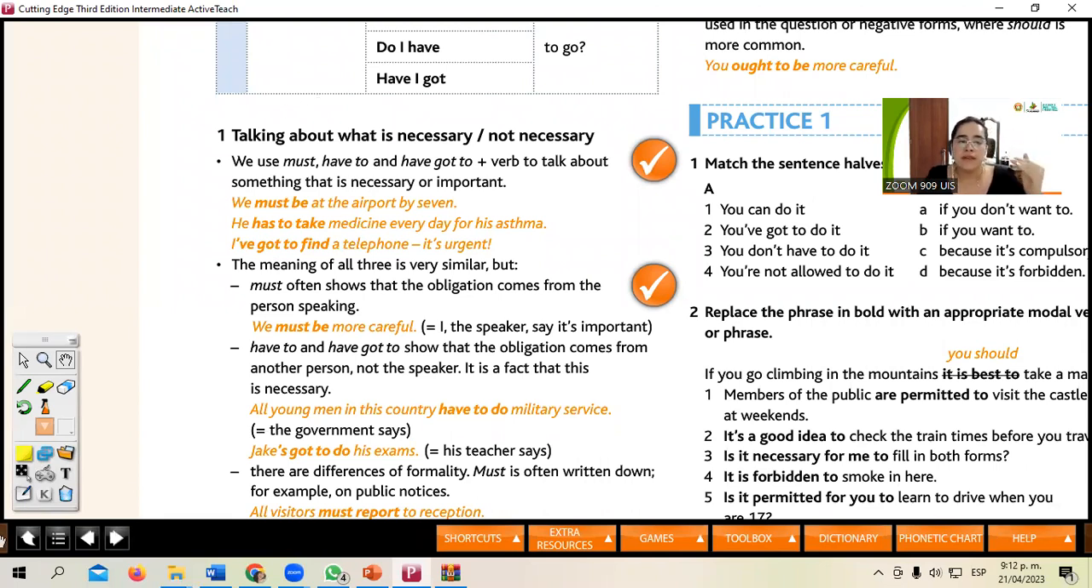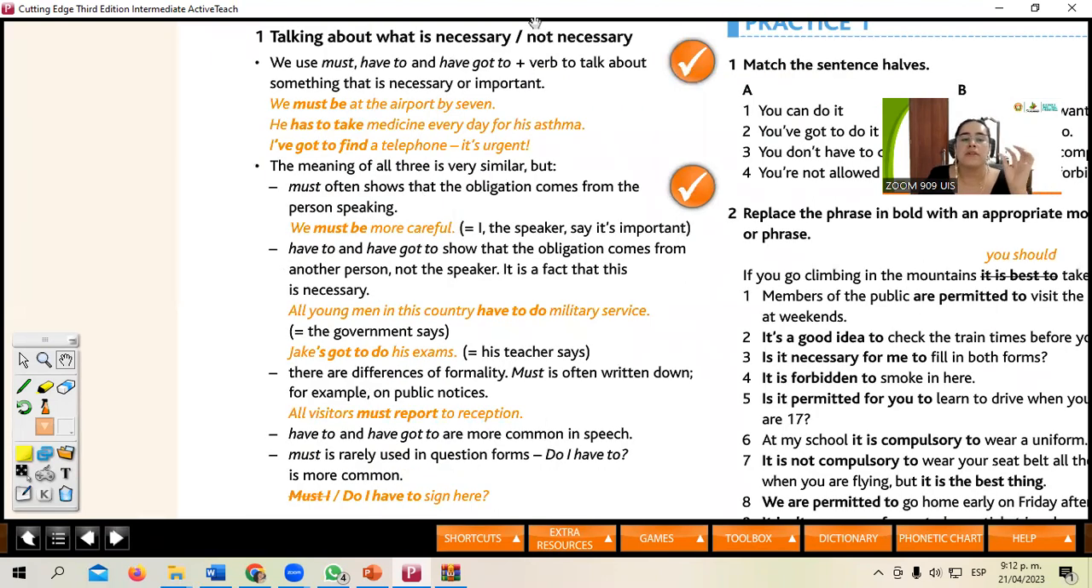They are all very similar. Todos son muy similares. Vamos a ver cuáles son esas pequeñas diferencias. Must shows that the obligation comes from the person speaking. El must implica que la obligación viene de la persona que habla. We must be more careful. Yo digo que esto es importante, ¿no? La obligación es como autoimpuesta. We must be more careful, ¿ok?